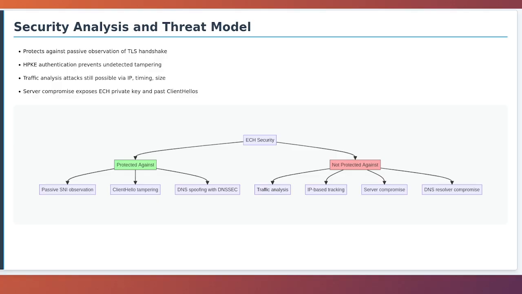DNS security remains crucial. If an attacker can tamper with DNS responses, they might be able to substitute malicious ECH config values containing attacker-controlled public keys. This would allow the attacker to decrypt inner client hellos. DNSSEC signatures on HTTPS records provide authentication, and encrypted DNS protocols prevent DNS tampering in transit, but the DNS resolver itself must be trusted. The entire ECH security model ultimately relies on the integrity of the ECH config distribution mechanism.